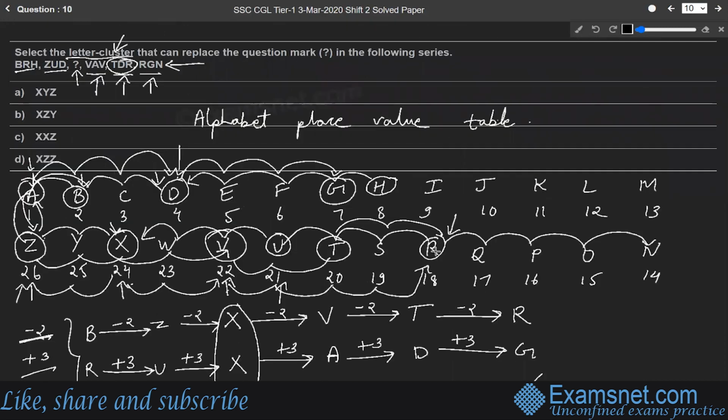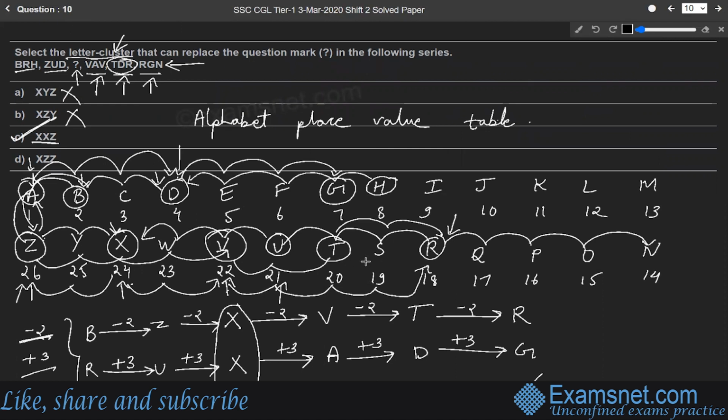So let us have a look at all the options. First option is XYZ. It is wrong. Second option is XZY. It is also wrong. Third option is XXZ. So it is the correct option. So for this question, the correct option is option C, that is XXZ.